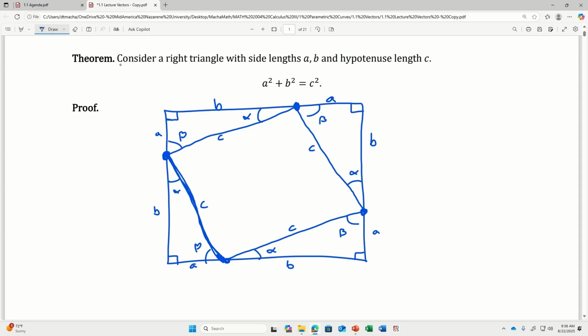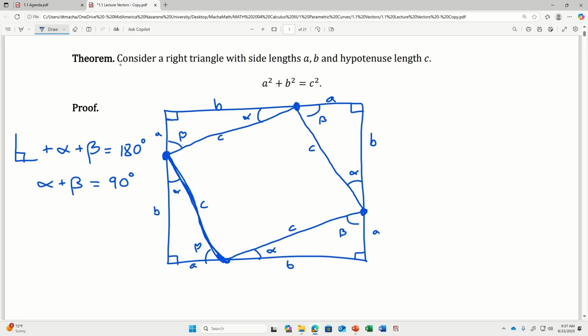Now, what do you know about the interior angles of a triangle? If I add up the angle measures from all 3 angles in the triangle, the 3 interior angles add up to 180 degrees. And suppose we say that the right angle is 90 degrees, that means alpha plus beta must be equal to 90 degrees.